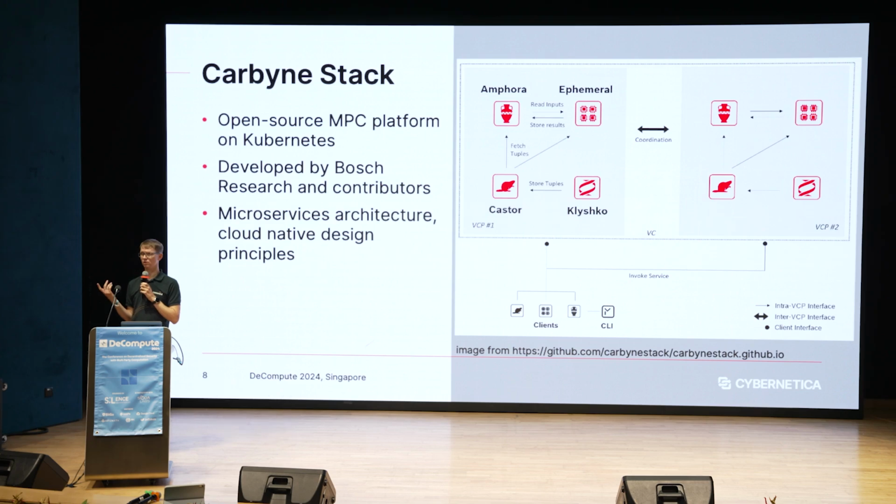For example, on the figure here you can see basically an MPC deployment with two parties. Each party has those microservices. Ephemeral is the service that actually invokes the MPC runtime. So basically it is given the code, and it invokes it and then just goes away. And then there are supporting services, for example, Amphora for long-time share storage. Klushko is computing basically correlated randomness, like Beaver triples and other types of correlated randomness. And Castor is for storing those correlated random values.